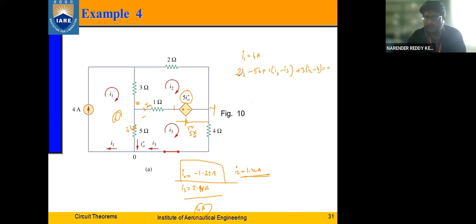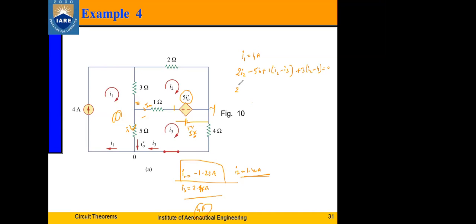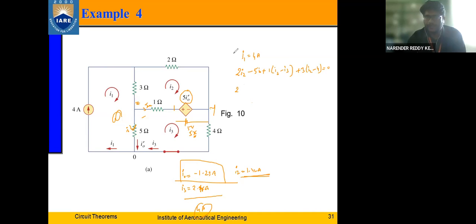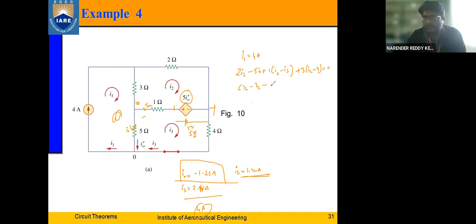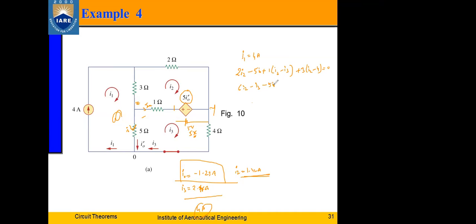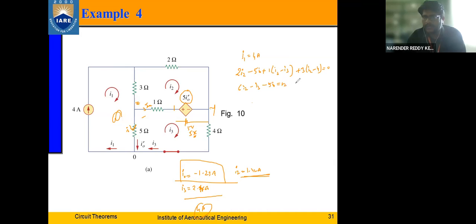So simplifying this, what's the value we are going to get? 6I2 minus I3 minus 5I0 minus 12 equal to 0, so 6I2 minus I3 minus 5I0 is equal to 12. Let us write this as equation number 2, as equation number 1. Is this fine?